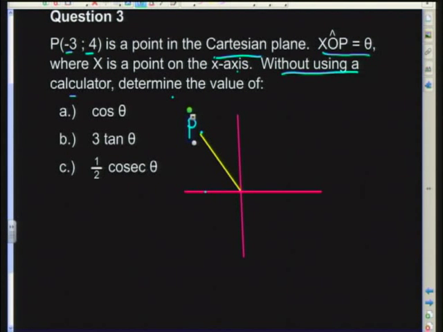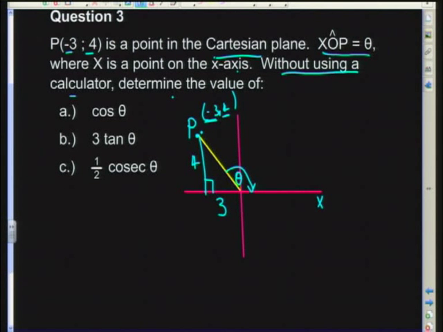They tell you that XOP, so this is your x-axis, remember, XOP is equal to theta, so that's your angle there. And without using a calculator, determine the value. So without using a calculator, we need to drop a perpendicular from the point P to the x-axis. So that's going to be 90 degrees with the x-axis and the line from point P, so from your ray, all right? And we know that P has coordinates minus 3, 4. So that tells us that the x distance in this triangle that we've drawn, that's 3 units, okay? And then your y distance to that point P is going to be 4 units.